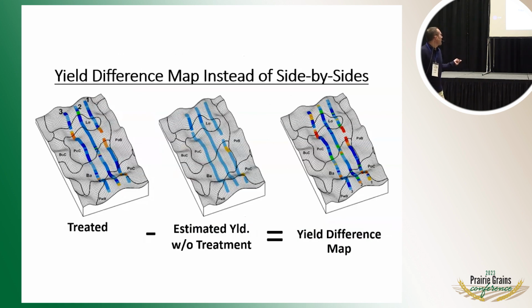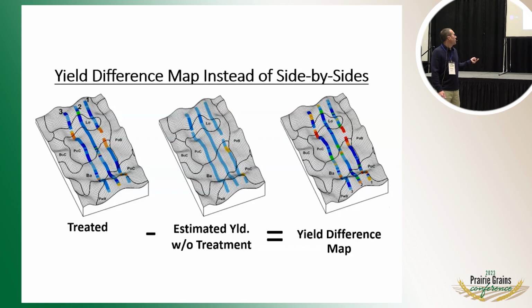Then we take our treated strips. This is our yield data, the actual yield monitor data from the 3 treatment strips. We overlay that onto our estimate of what it would have been if we had never done the treatment, and then we have our yield difference map. Anywhere we have blues and greens, we gained yield. Anywhere we have reds and oranges, we lost yield. So we can look at not just whether we see a yield response to whatever we're doing, but where in the field we see one, or where in the field we see a yield loss.